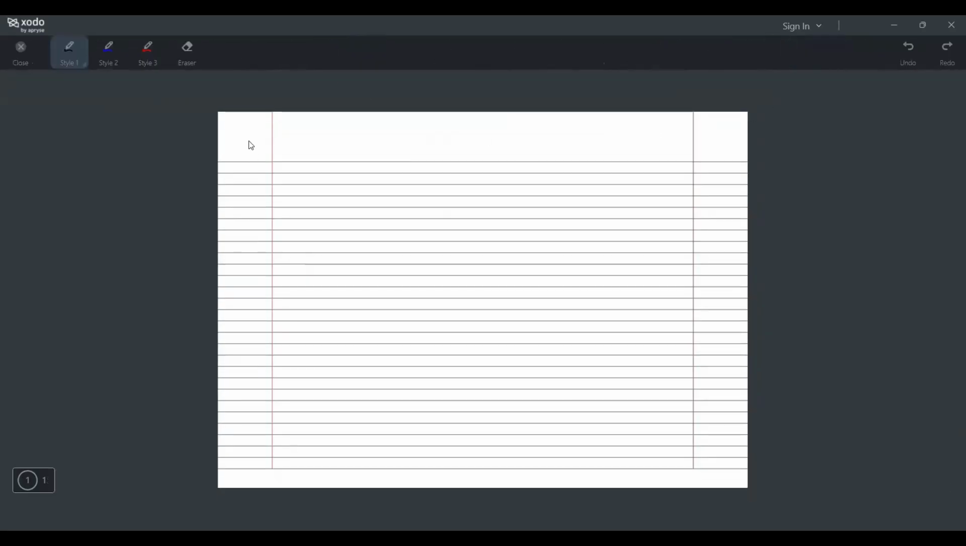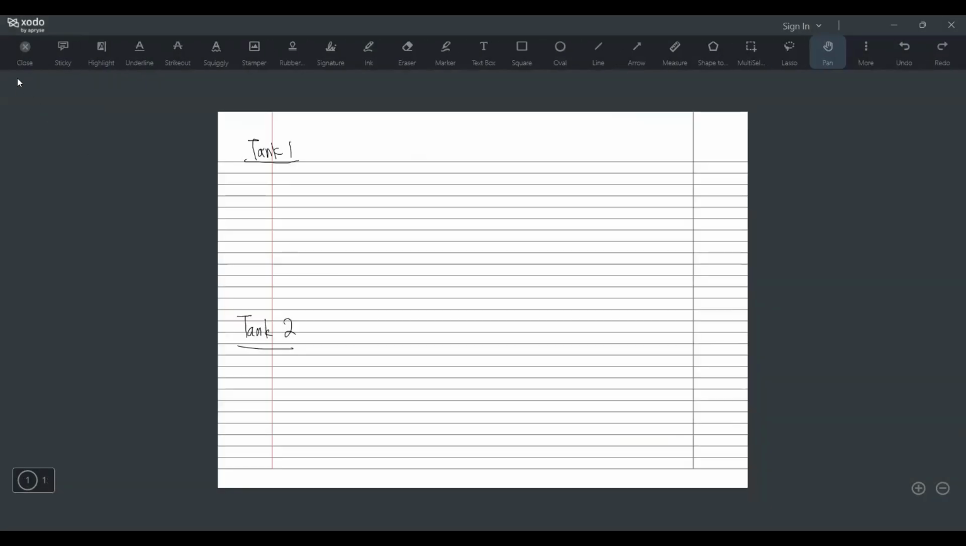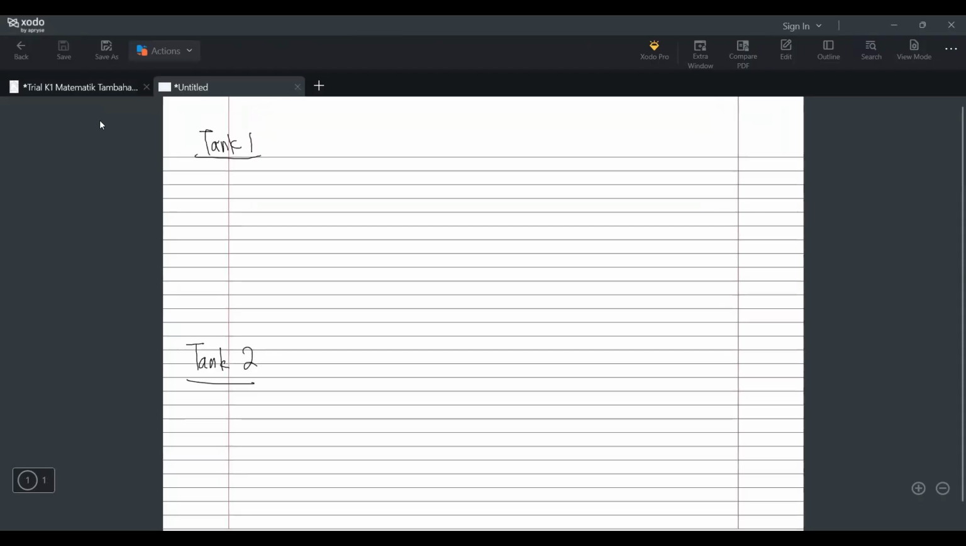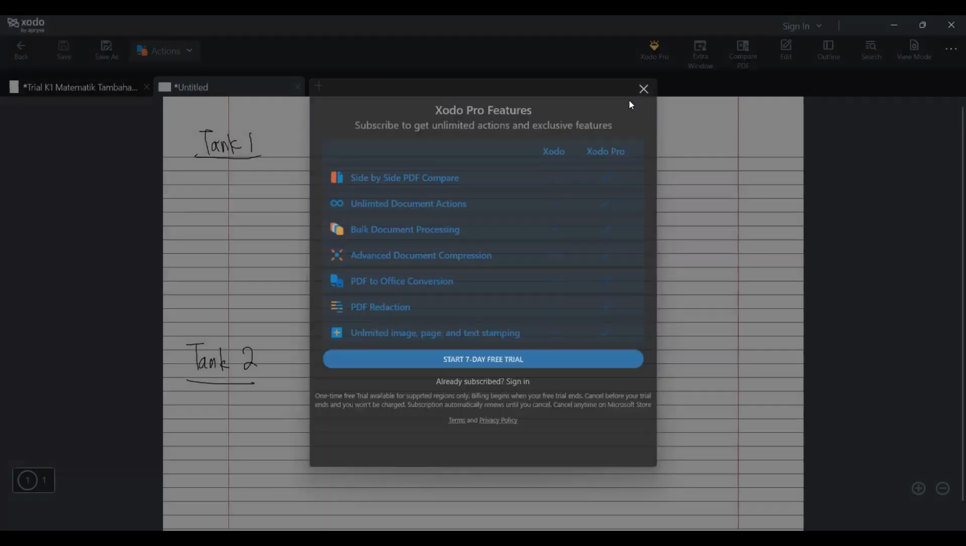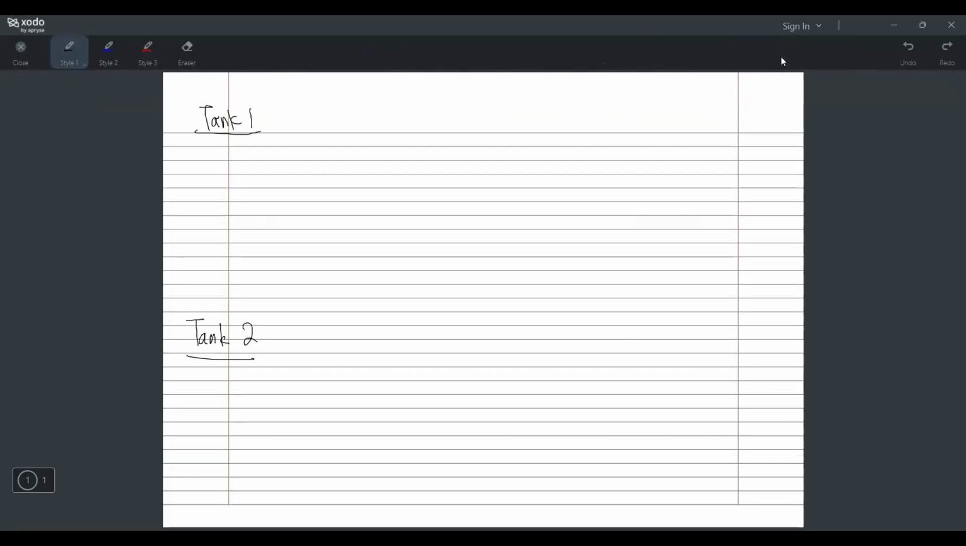Okay, imagine you have tank one, and you have tank two, right? So tank one, what is the volume? If you look back here, tank one is 3,500 liters and tank two is 2,700 liters. So the progression here, the first term here will be 3,500 liters, and this one will be 2,700 liters, right? That's the first term. So the A is 3,500 here, and the first term A here is 2,700.